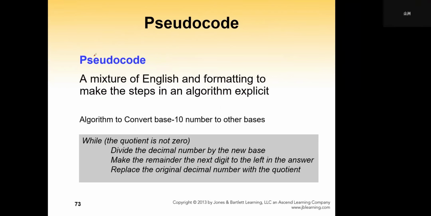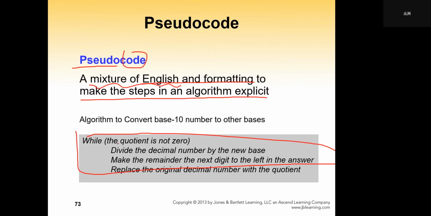Then we learned about the pseudocode. Pseudocode, as we call it, is a mix of English and formatting to make the steps in an algorithm explicit. It is similar to code, but it is pseudocode. So it's a mixture of English and programming. Here we listed an example of a pseudocode.